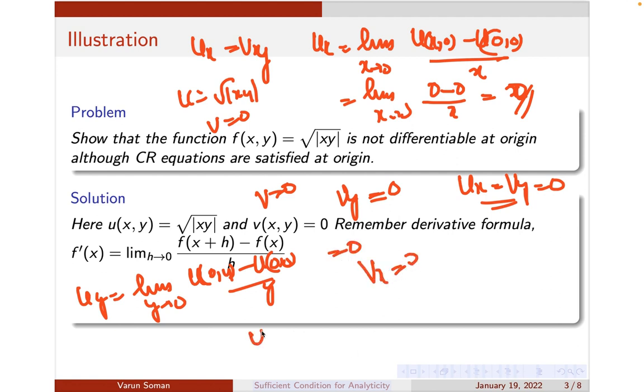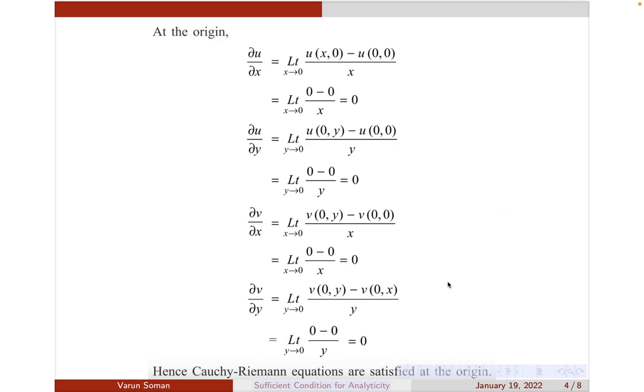That means your uy is actually equal to vx, but I can also say it is minus vx, because I want to show that the CR equations are the same, and both of them are equal to 0. So this is true. So uy is equal to minus vx, which is actually equal to 0. So we have got that the CR equations are also satisfied at the origin. Okay, I hope it is clear. So these are the calculations here, you can check them out.